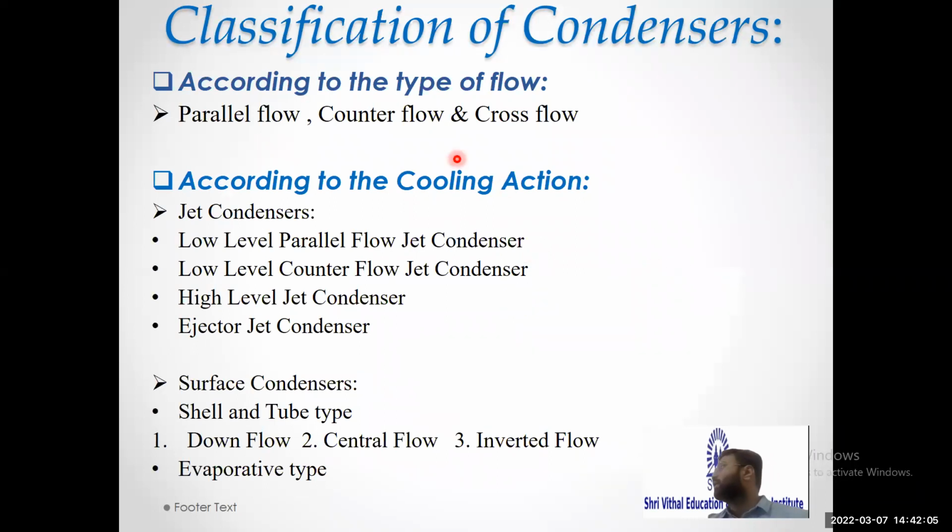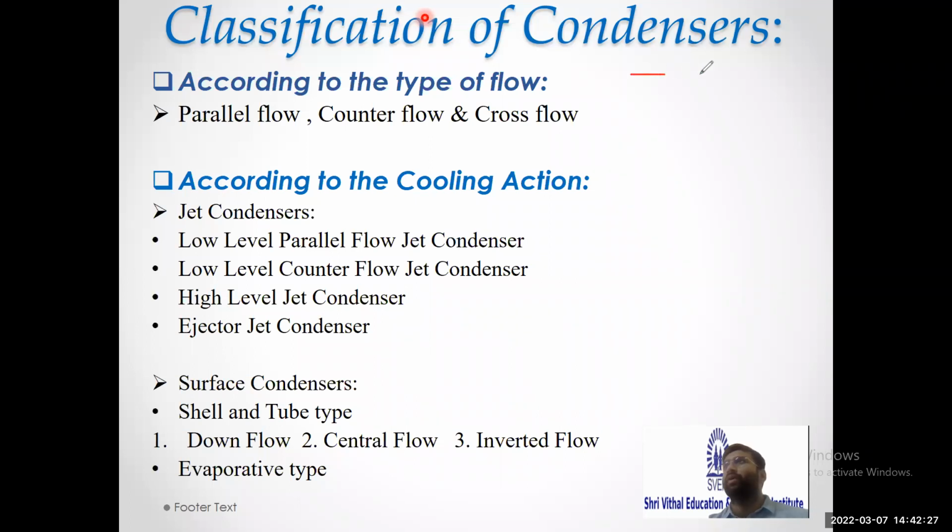Next is classification of condensers. Now, the main categories: categories according to type of flow. So parallel flow, counter flow and cross flow. So what is this? I will show you. This is actually in the subject heat and mass transfer. There also you will study, no problem, but now also I will show you.